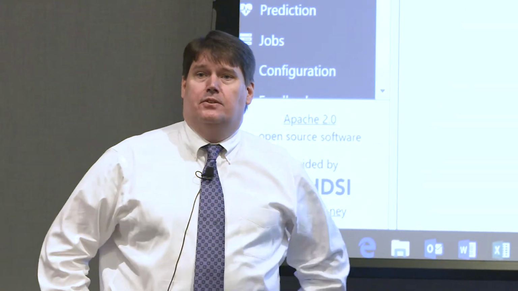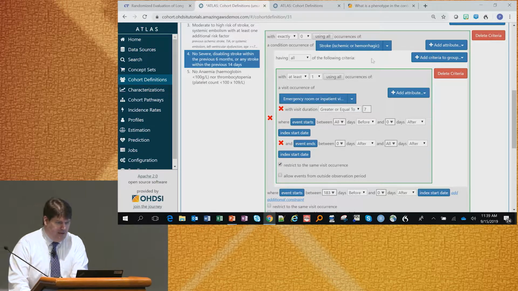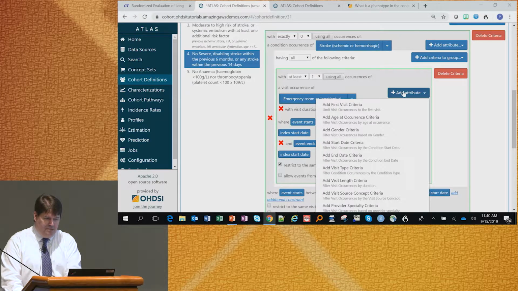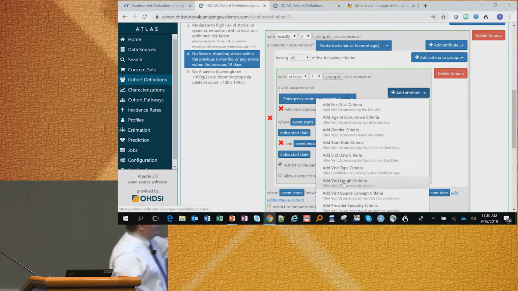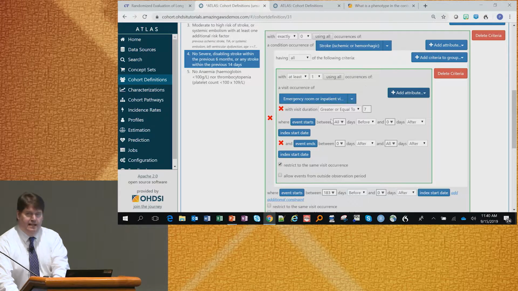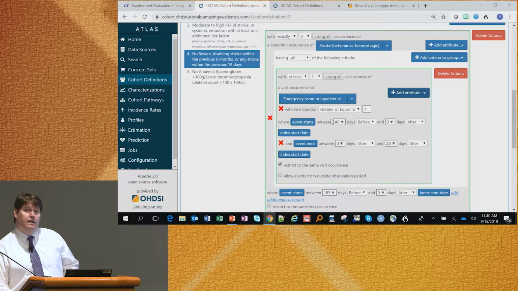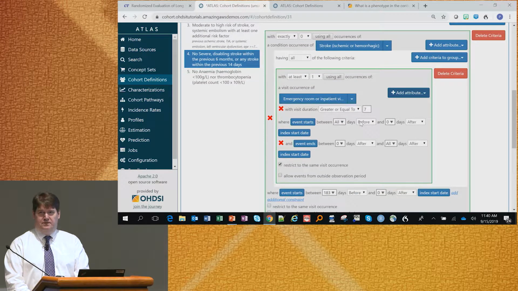I added a visit duration attribute to the criteria. So this box right here is where we're talking about the visit. What are the characteristics of the visit that we'd want to include? You add this attribute and you have a choice of the visit length criteria. By clicking on that, that gave me the visit duration parameter. And I just said greater than or equal to 7. Yeah, you could add a lot more attributes to say the primary diagnosis was in primary position.